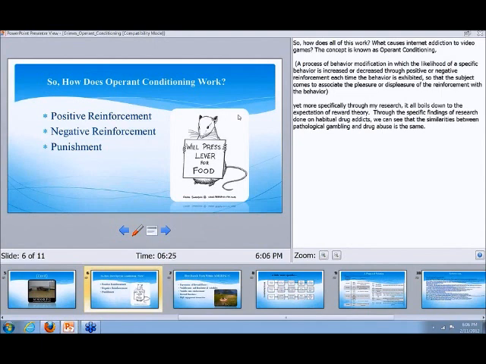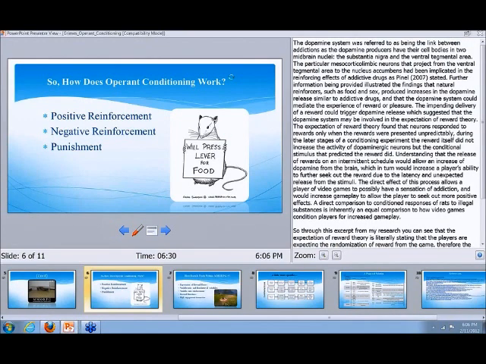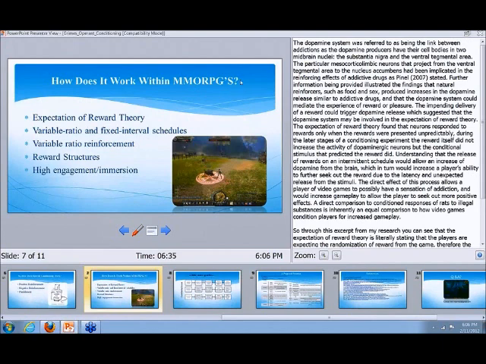So how does it really work in MMOs? The dopamine system was referred to as being the link between addictions, as the dopamine producers have their cell bodies in two midbrain nuclei, the substantia nigra and the ventral tegmental area. The particular mesocorticolimbic neurons that project from the ventral tegmental area to the nucleus accumbens have been implicated in the reinforcing effects of addictive drugs, as Pennell stated.